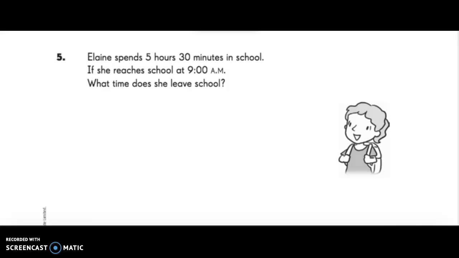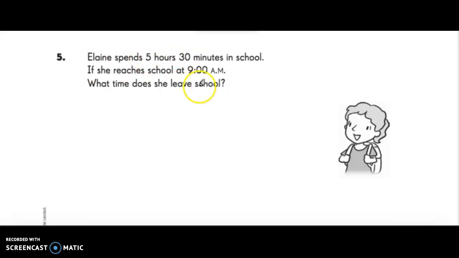This is page 165. Please make sure that you are pausing this to grab your workbook and double check your work and make sure that you followed these steps. So for number 5, Elaine spends 5 hours 30 minutes in school. If she reaches school at 9 a.m., what time does she leave school?